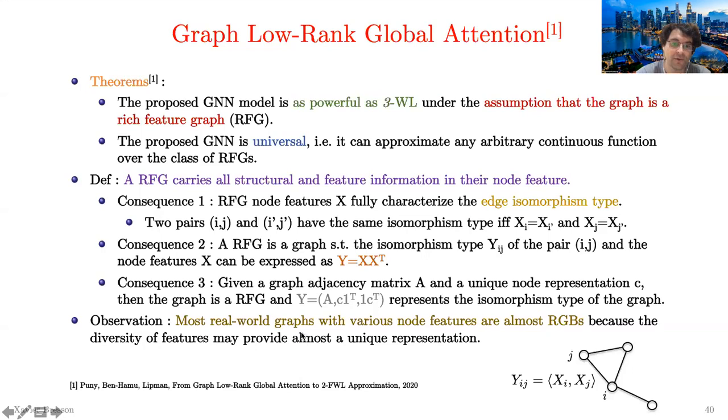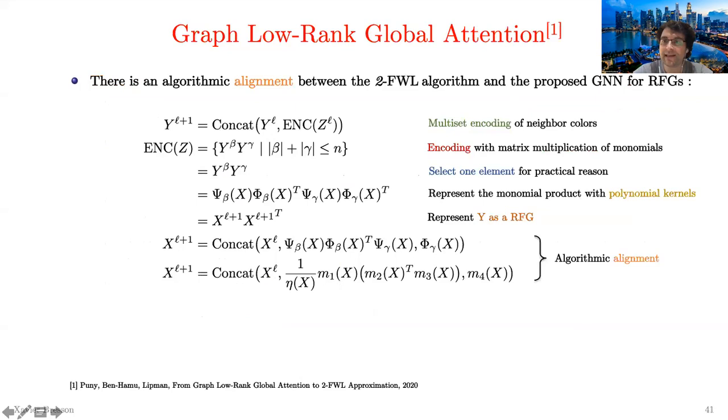Okay. So to prove finally that you get the 3WL power, which is equivalent to the two folklore WL, they prove that there is an algorithmic alignment between the graph neural network that they propose and the theory. I'm not going into the details of the theory. You can look at the paper.